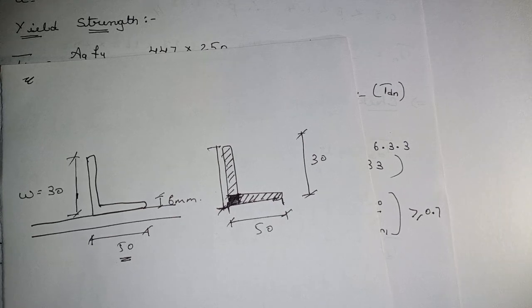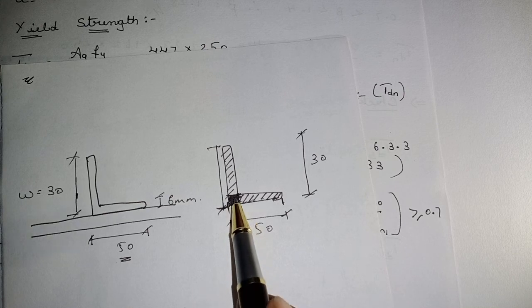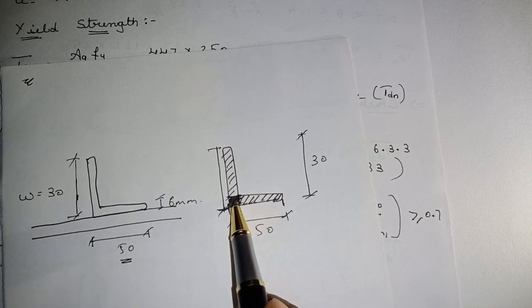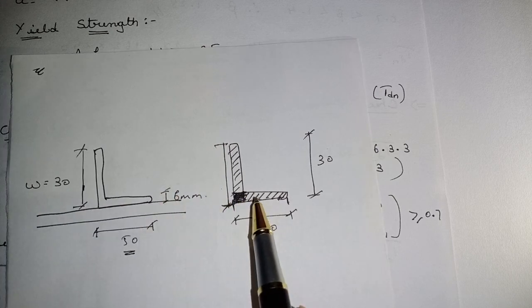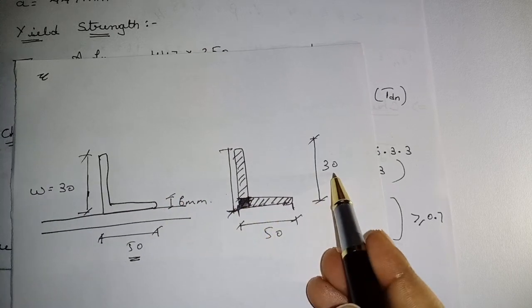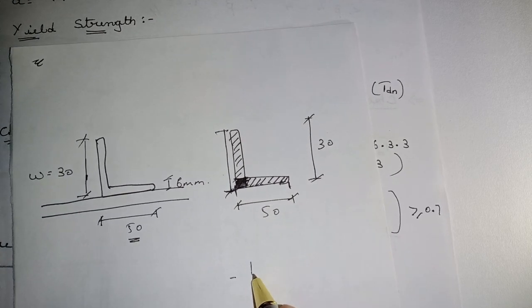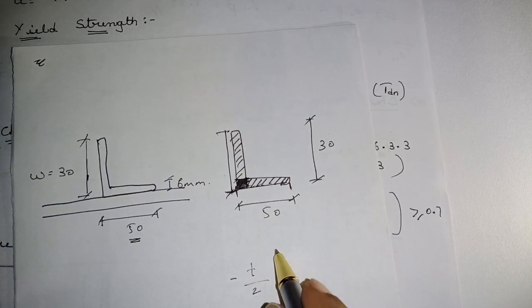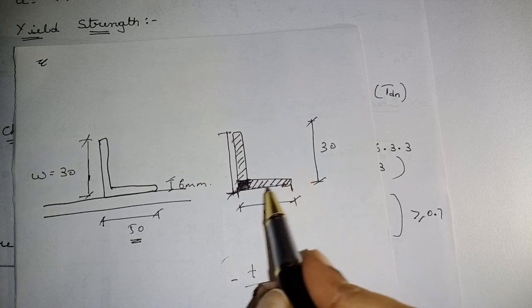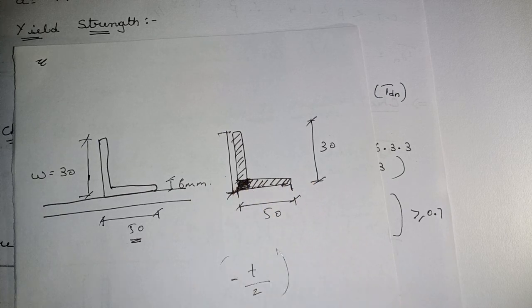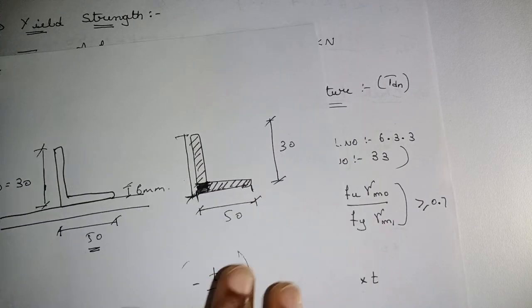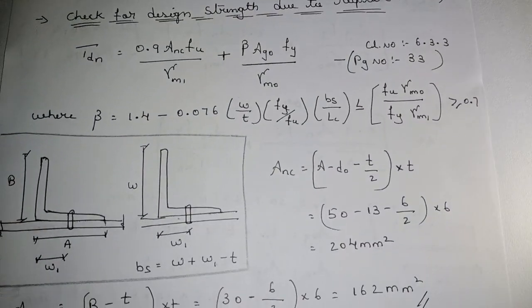So what we need to do now? We need to minus T divided by 2. So half I will give to the outstanding leg, half I will give to the connecting leg. So from B, I will minus thickness divided by 2. So what will happen now? I am taking only so much distance. Okay, so this is the formula.